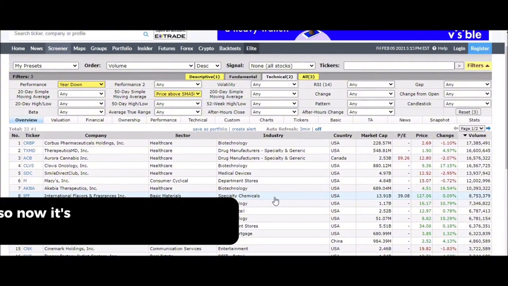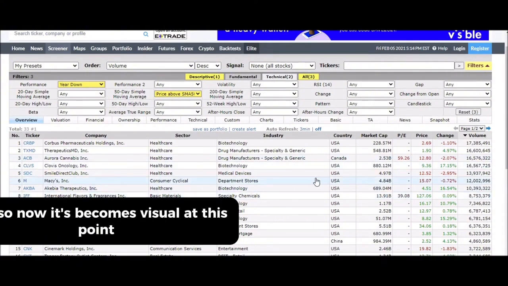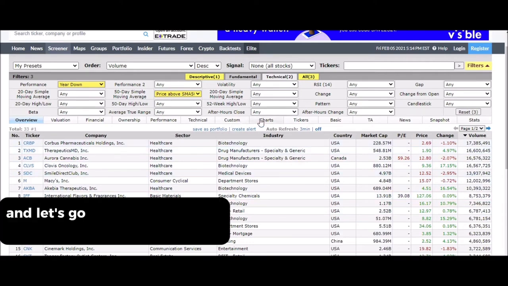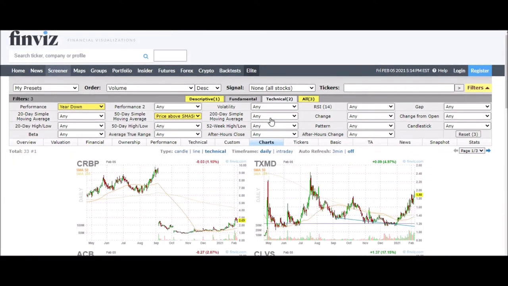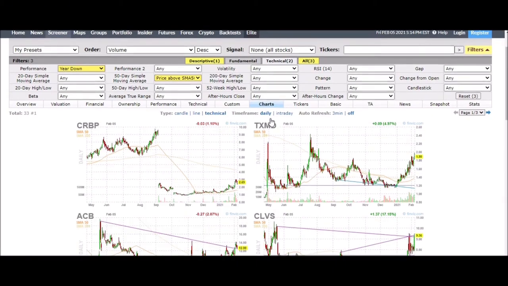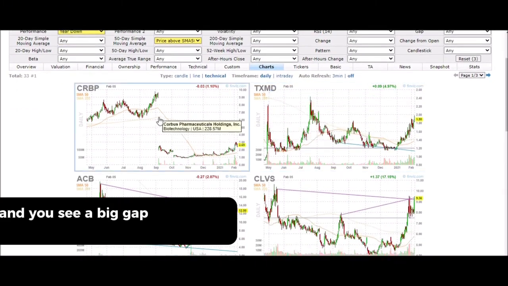So now it becomes visual at this point. Okay, so these are in order by volume. And let's go ahead and click on the charts tab. Okay, so here's where it becomes visual. And you see a big gap here in this biotech.